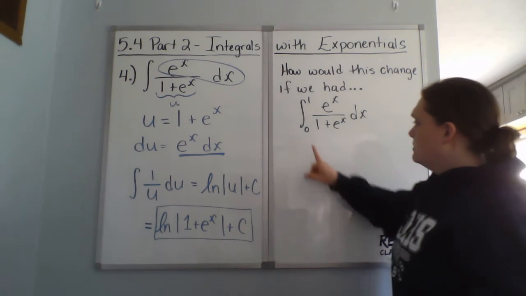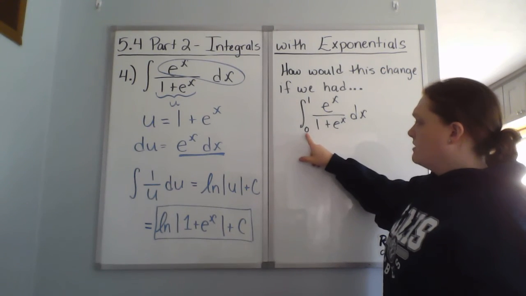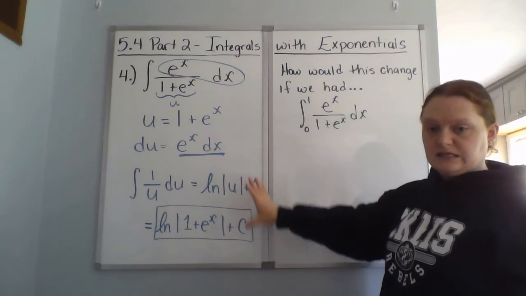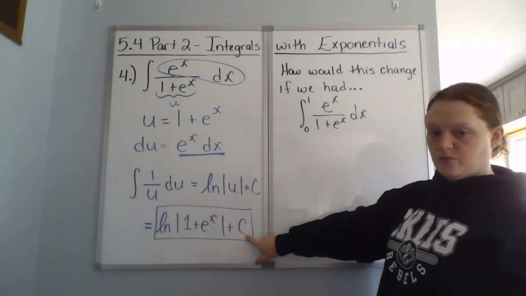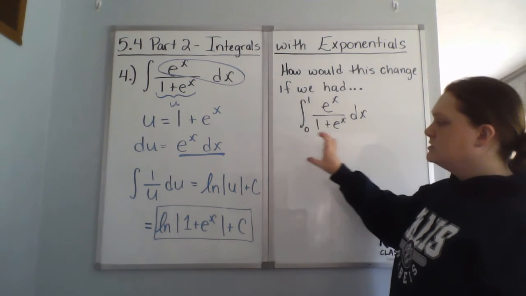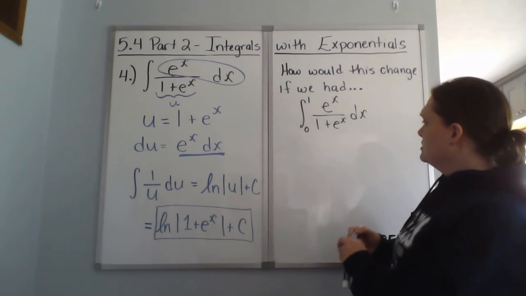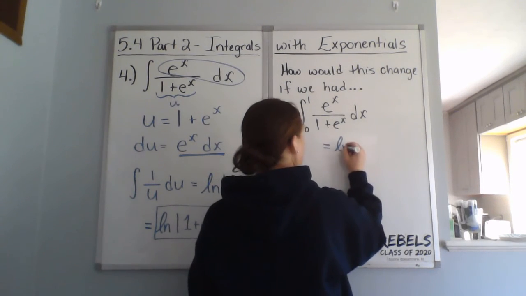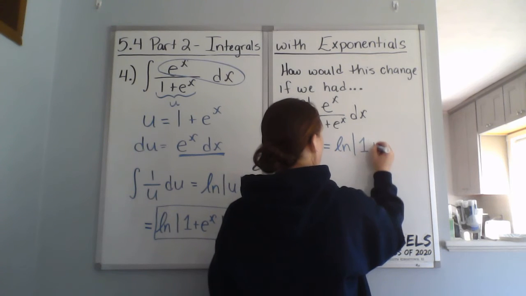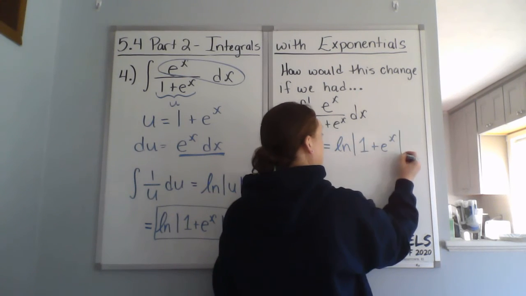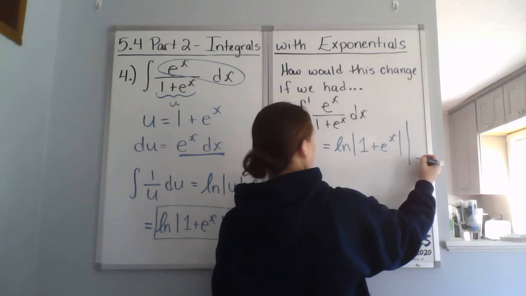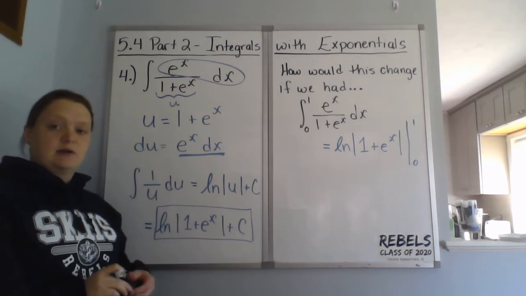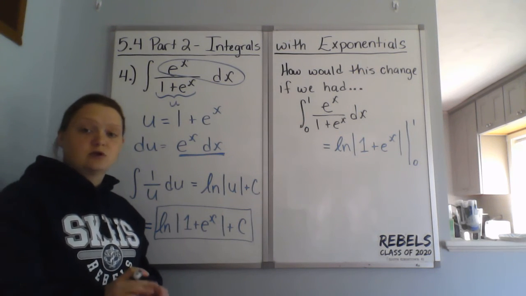All right, we know that if we have bounds, that eventually we're going to get a numerical answer out of this. But the integration process stays exactly the same. We just don't need the plus c anymore, okay? So we've already done the u, the du, the rewrite, and the integral. So we know that this integral is equal to the natural log of the absolute value of 1 plus e to the x. But now we're going to evaluate it with the bounds from 0 to 1. We can drop the plus c, and we can plug in the bounds, okay? So this is going to give us a kind of weird-looking answer.